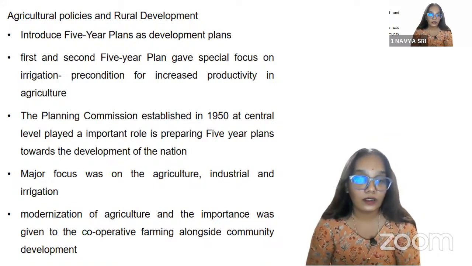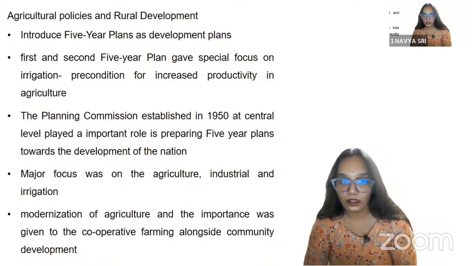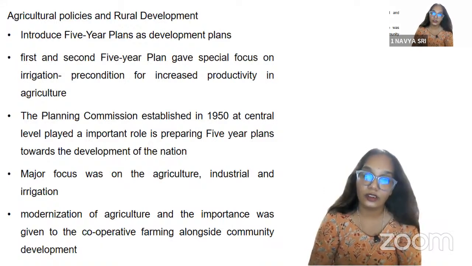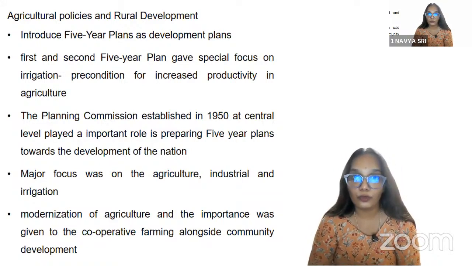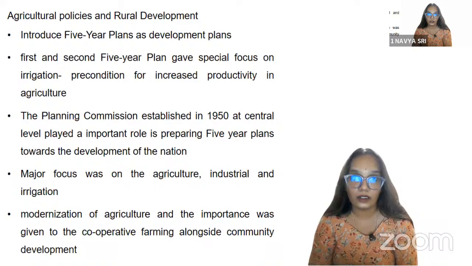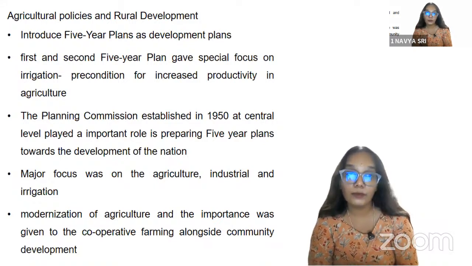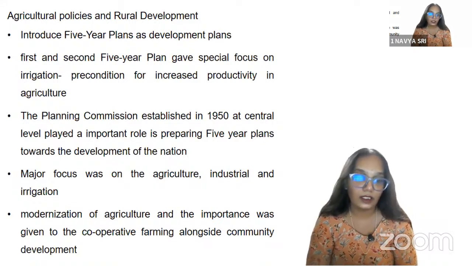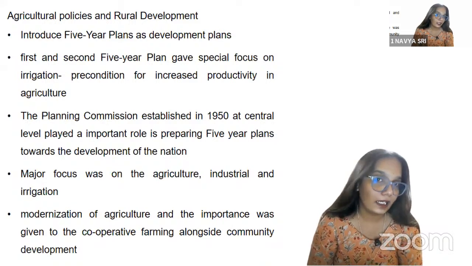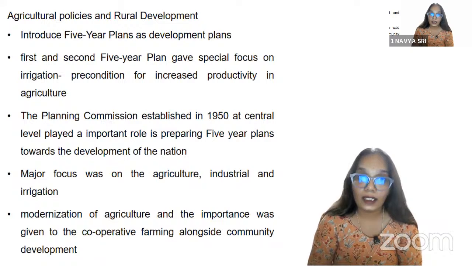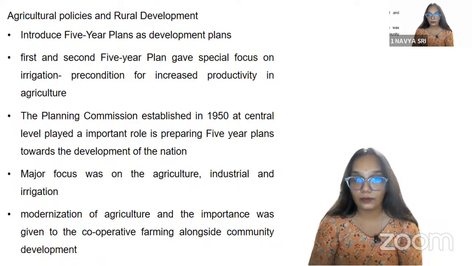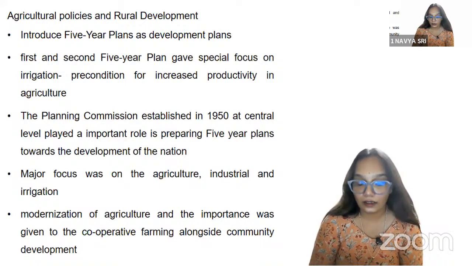The major focus was basically on agriculture, industries, and irrigation. So the major agenda of the first and second 5 year plans was to improve agricultural yield, improve industrial purposes, and improve irrigation and productivity. How did they improve agriculture? They modernized agriculture. What does this modernization of agriculture mean?